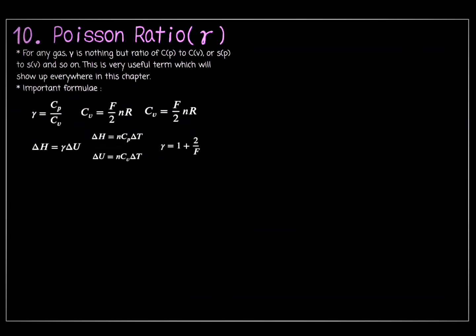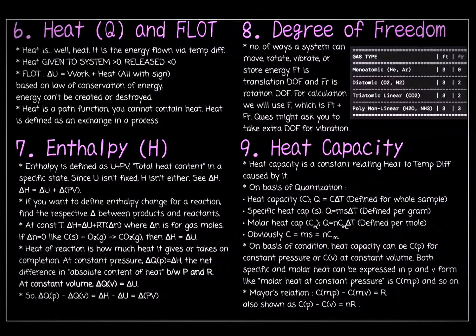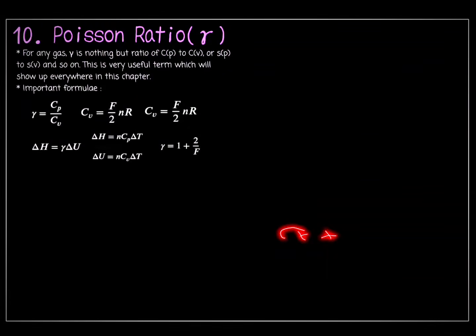Let's look at the last topic for today, which is the Poisson ratio. For any gas, the Poisson ratio is also denoted as gamma. It is nothing but the ratio of Cp to Cv or Sp to Sv or Cmp to Cmv. Basically, all of them will have the same value of gamma when you take the ratio because mass and mass will cancel out, mole and mole will cancel out, so it doesn't matter really. And this is a very useful term which will show up everywhere in this chapter.